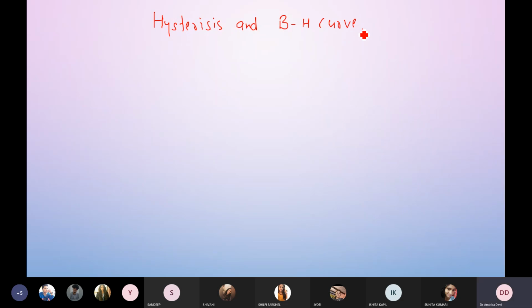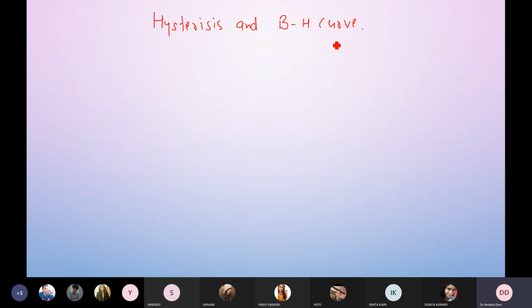So as I told you in the beginning, the variation of B, which is magnetic flux, with respect to H is not linear in the case of ferromagnetic materials. It follows a nonlinear behavior. So let us see what kind of behavior it is, and how the magnetic flux follows the magnetic field intensity. Okay.